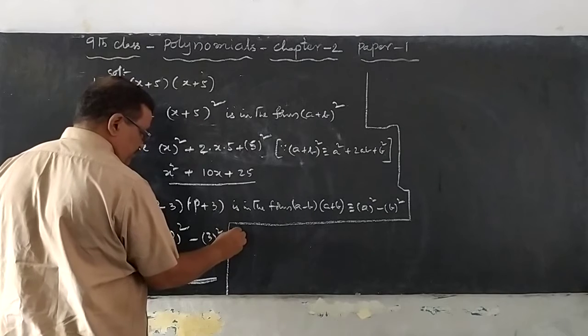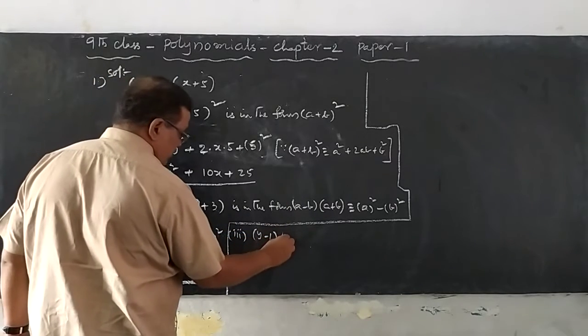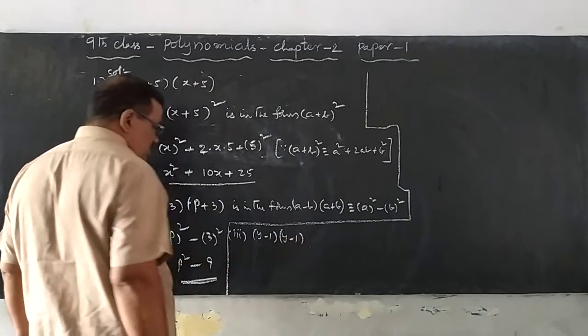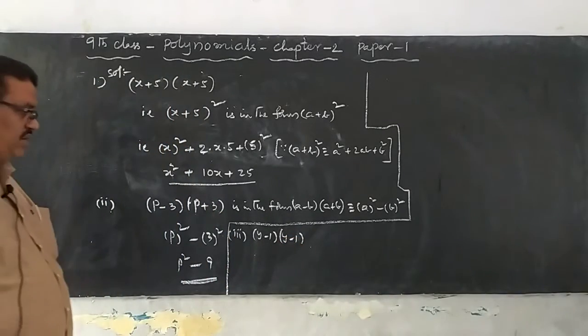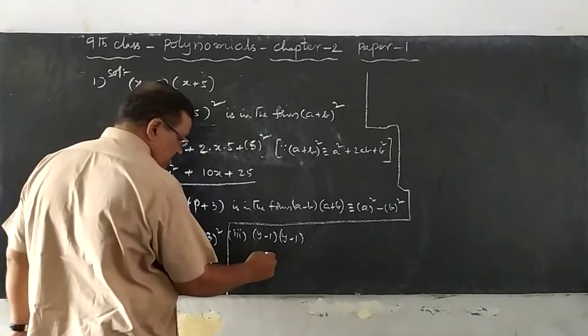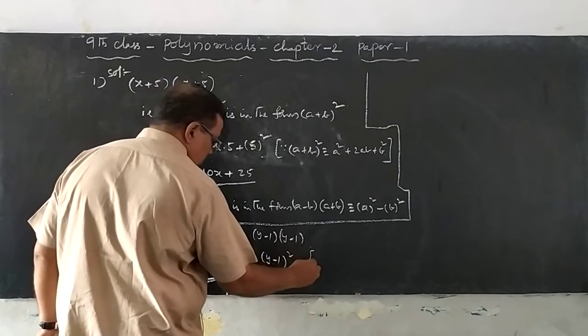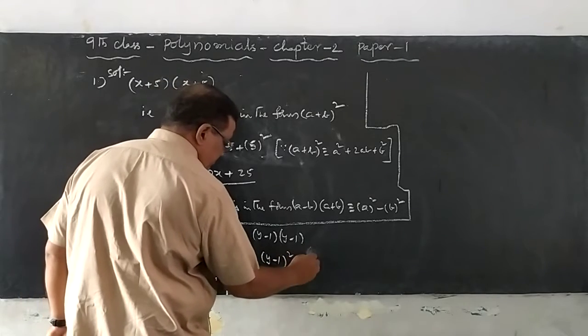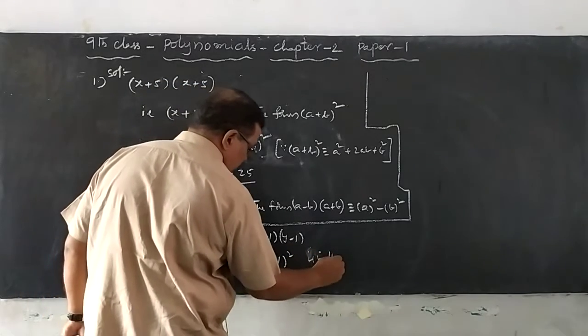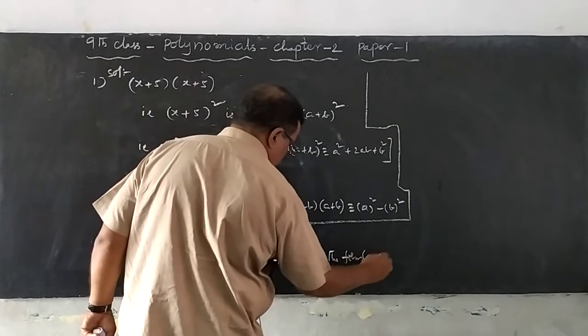Third problem, y minus 1 into y minus 1. So what formula, how is it? A minus b into a minus b, that is, a minus b whole square. That is y minus 1 whole square, which is in the form a minus b whole square, children.